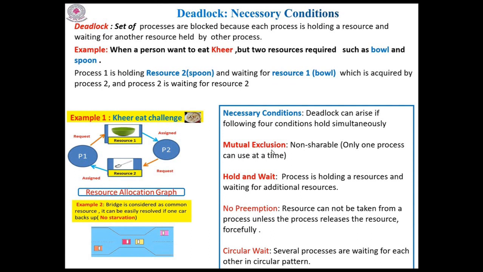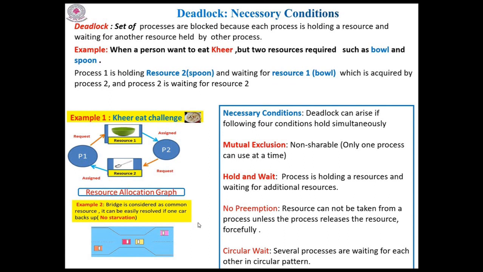What are all the conditions? Mutual exclusion: when P1 is waiting for resource 1, it is held by P2, so it must wait, because this is a non-shareable resource until released by P2. And next one is hold and wait: it is waiting for resource 1, which is held by another process, so it must wait. And no preemption: if P1 is not using resource 2, even then P2 should not take it from P1. What is the definition of no preemption? A resource cannot be taken from a process unless the process releases the resource. Forcible methods are not acceptable.